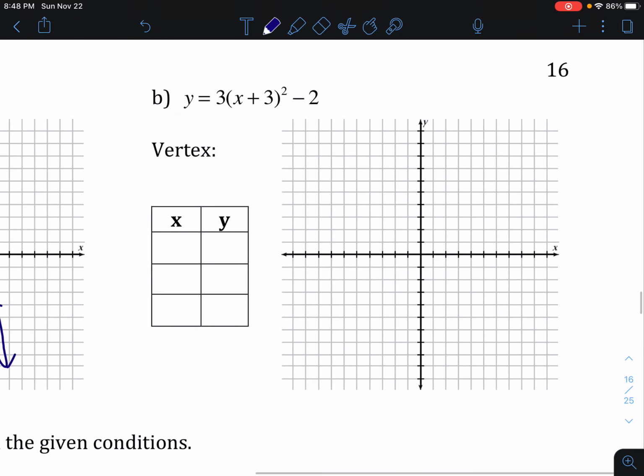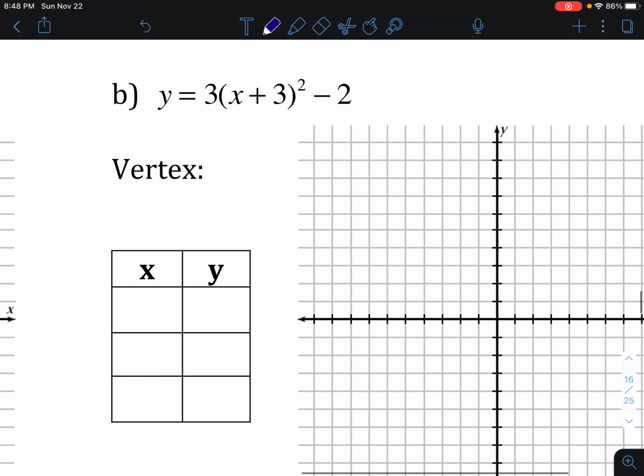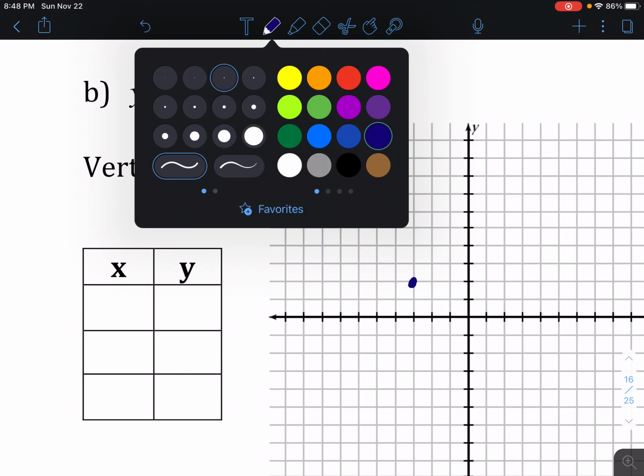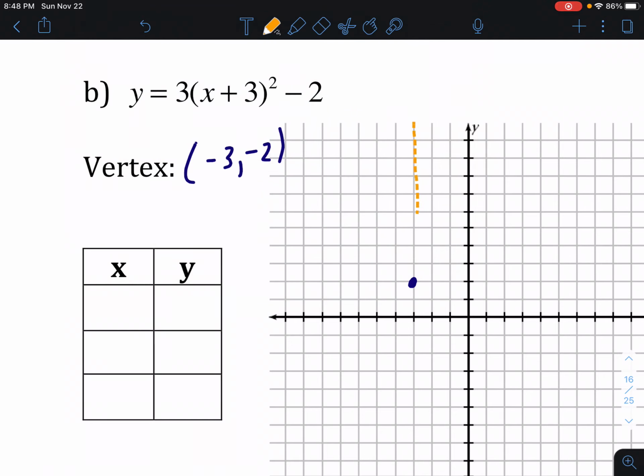And next one, try this one on your own also. Pause the video. Vertex would be negative 3, negative 2. So negative 3, negative 2. Axis of symmetry, just that invisible middle vertical line, separates the left and right.